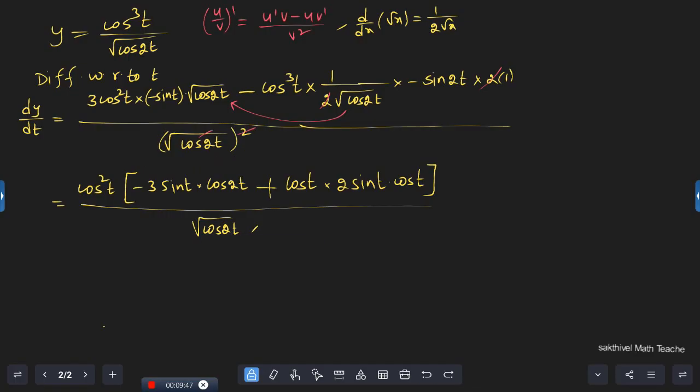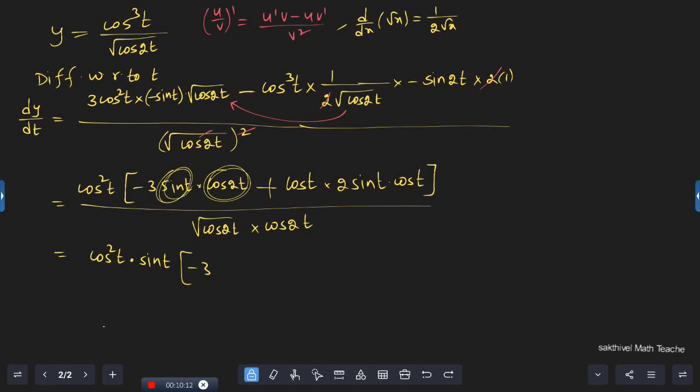Remaining, what do I have? Just cos 2t. That's it. Now again you can notice that sin is common. So you take sin outside. If you take sin outside, what is happening? Cos square t into sin t minus 3, sin I took outside. So minus 3 cos 2t only we have.